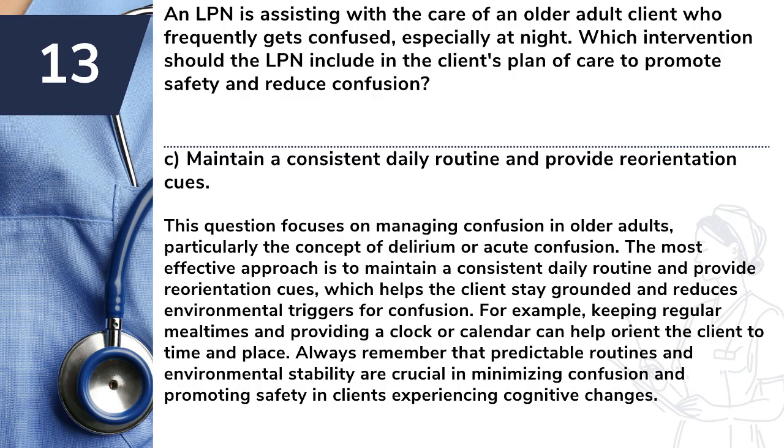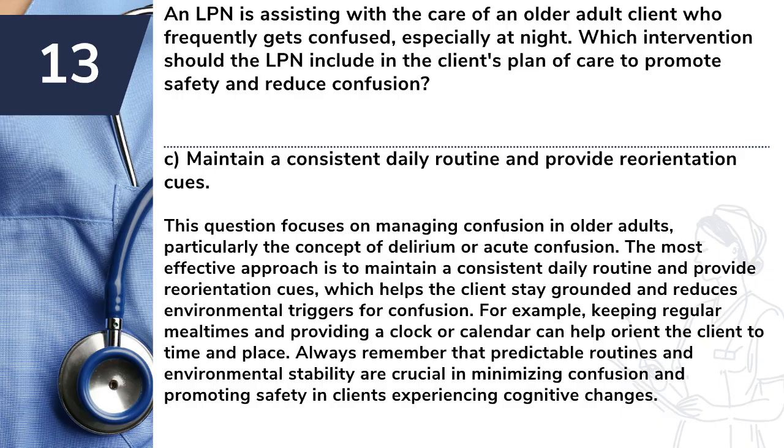Answer: C. Maintain a consistent daily routine and provide reorientation cues. This question focuses on managing confusion in older adults, particularly the concept of delirium or acute confusion. The most effective approach is to maintain a consistent daily routine and provide reorientation cues, which helps the client stay grounded and reduces environmental triggers for confusion.